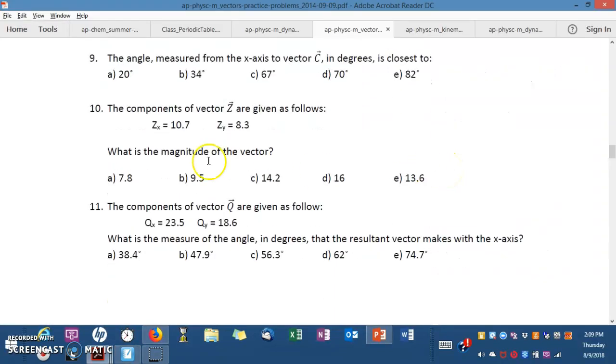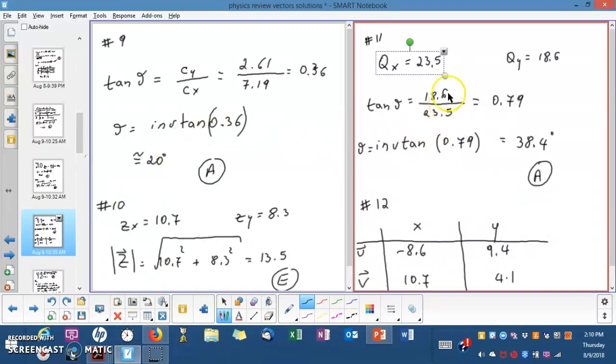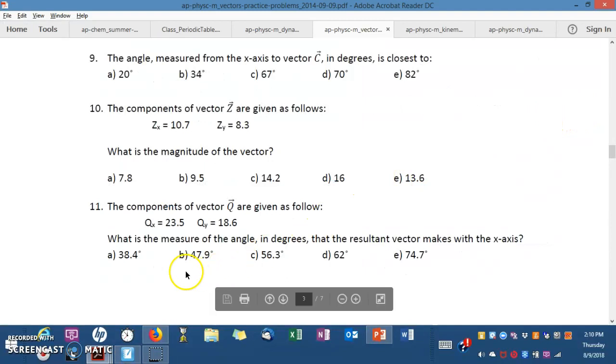Then number 10, you have vector z. You have the two components, find the magnitude. That's super easy, right? Square, square, square rooted.